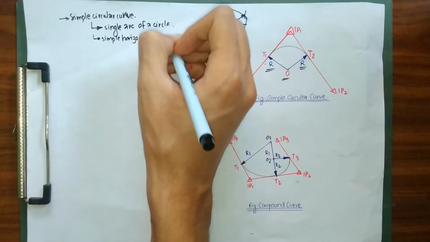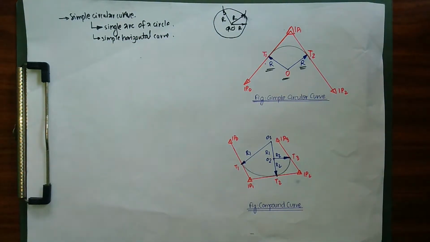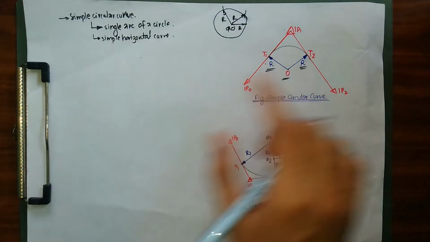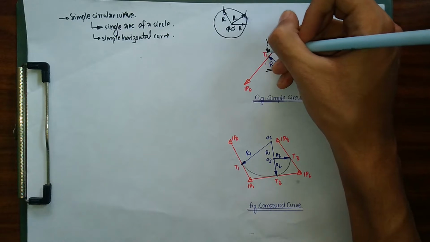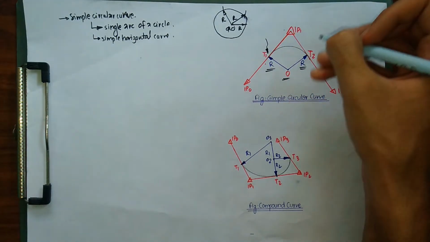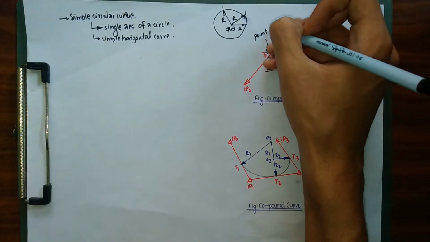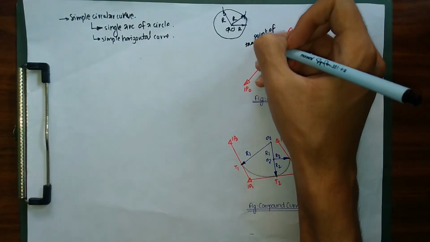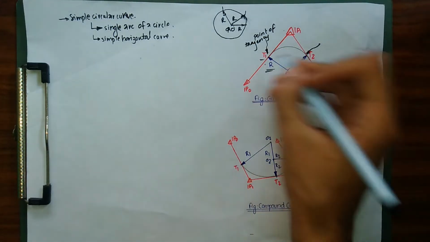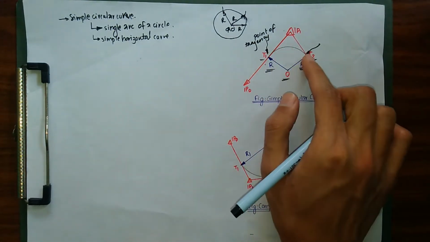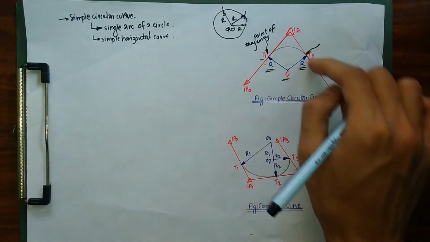We'll be talking more about different parts and elements of the circular curve and the relation between them in the later part of the video. As I explained before, this is our point T1. This point T1 and this point T2, both of these points are known as our points of tangency, because our curve is tangent to the alignment at these points.